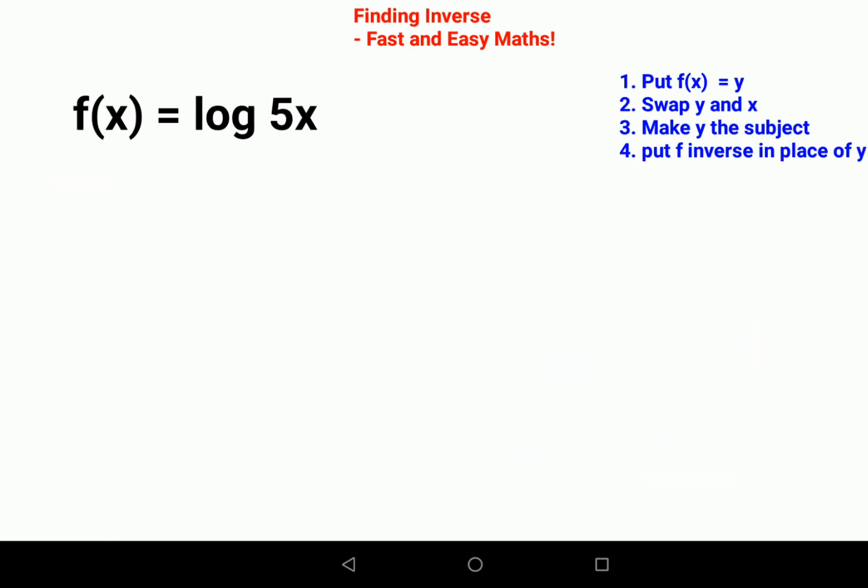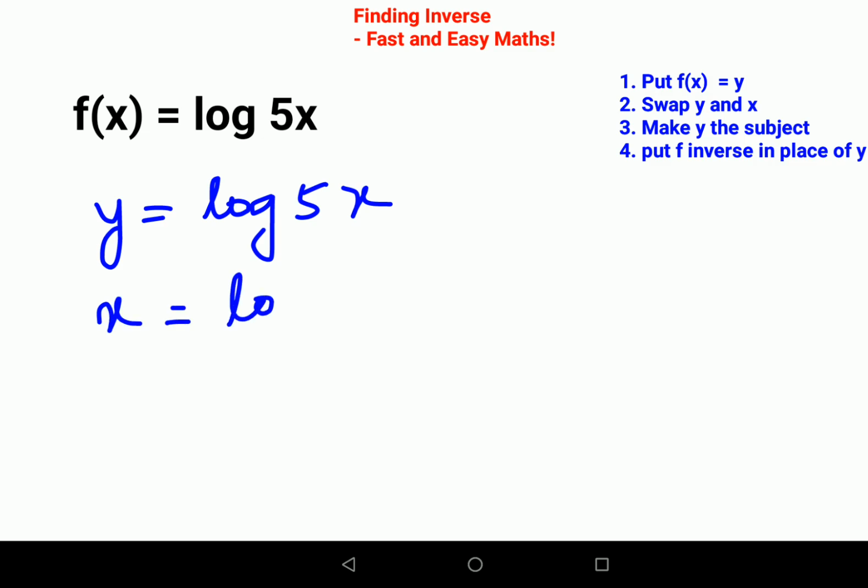Now let's look at something which has a log. Again we'll make this y equal to log of 5x. Let's swap. So now we have x equal to log of 5y. Now in order to make y the subject, we need to shift this log to this side.